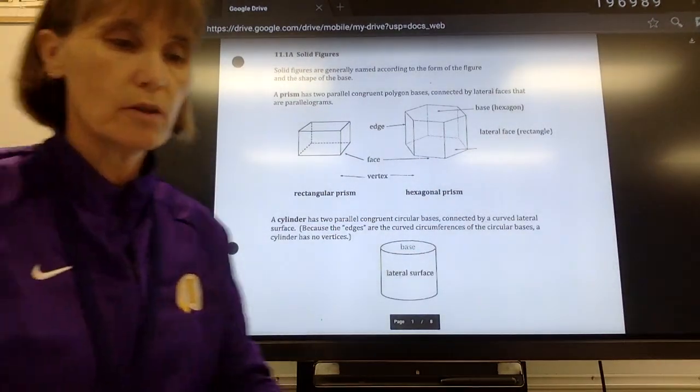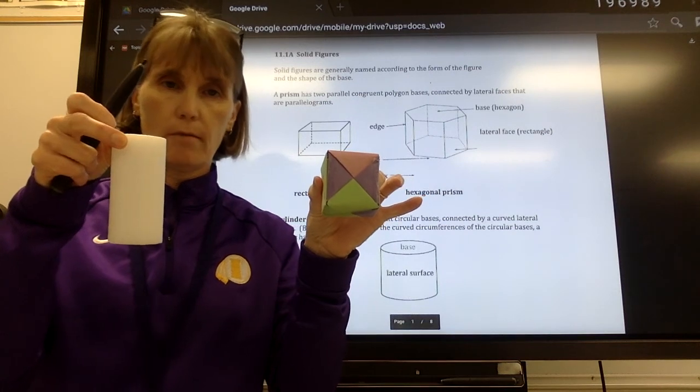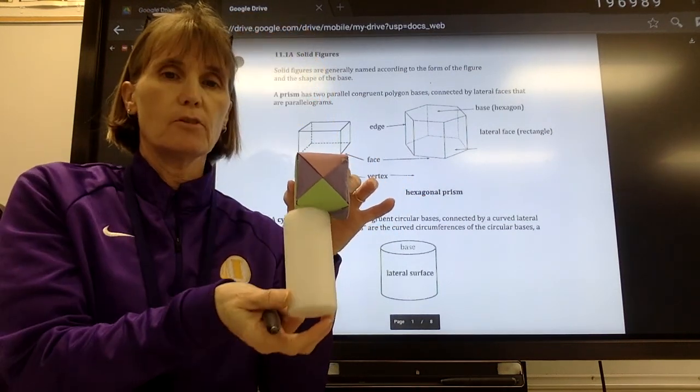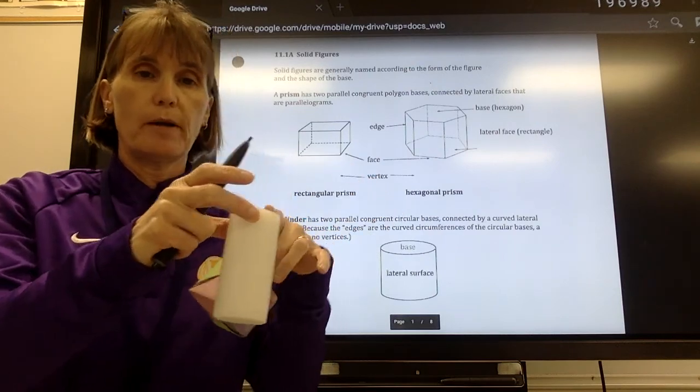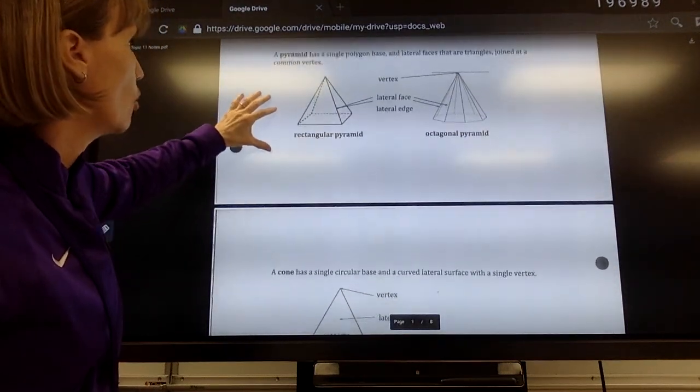Okay, now what these two things have in common is you'll notice that they're both going pretty much straight up and down. Okay, they're going straight up, and their tops and bottoms are parallel to each other, parallel bases. Okay, the next two that we're going to go over are the pyramid and the cone.